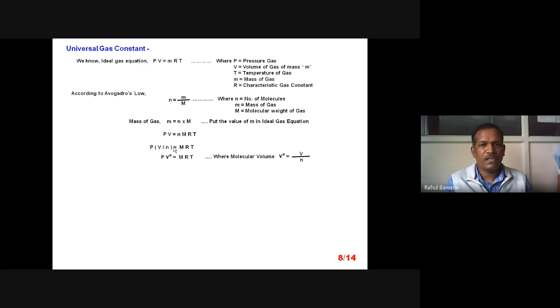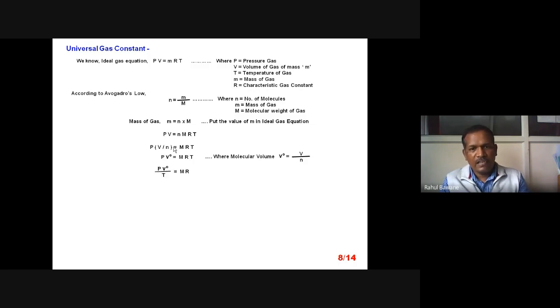Now this time capital MRT. So remember, there are two equations in terms of MRT. PV is equal to mRT, first equation, where small m means mass. PV0 equals MRT, where V0, that means v raised to the power 0, is the molecular volume. In this case, this M stands for capital M, that is molecular weight.